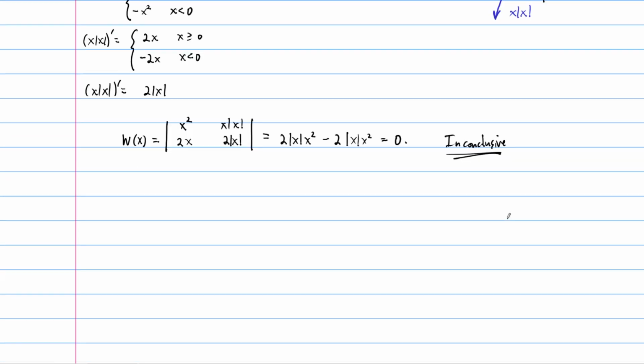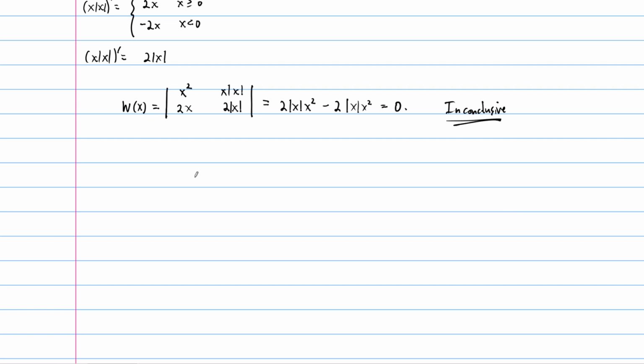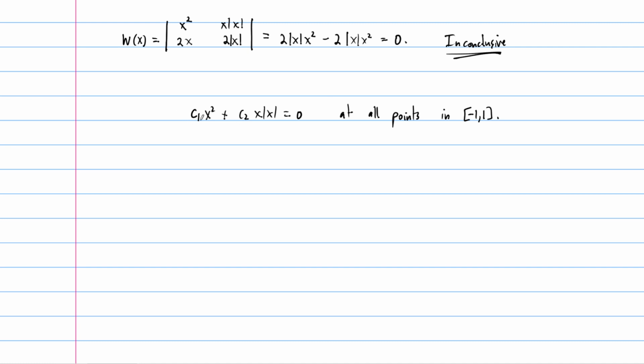And that means that we actually have to work this out, right? So we actually have to go back to our definition, which says that C1 x squared plus C2 times x absolute value of x should equal 0 at all points in this interval from -1 to 1. Okay? And we need to try to find the C1 and C2 that make this equation satisfied.